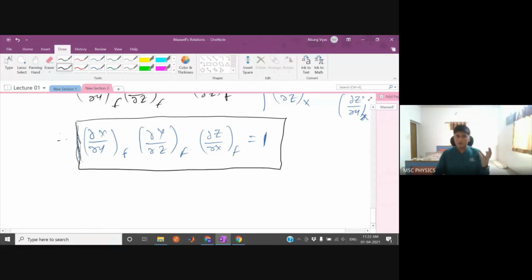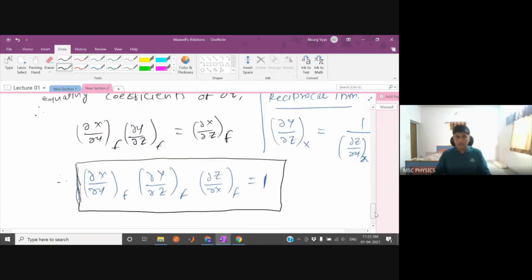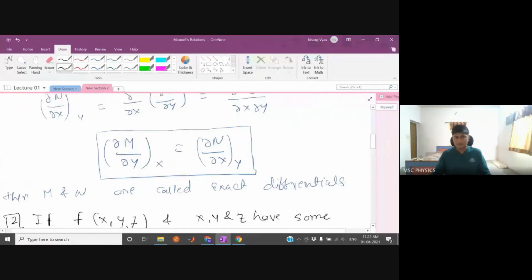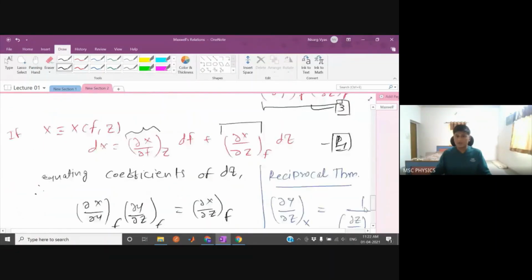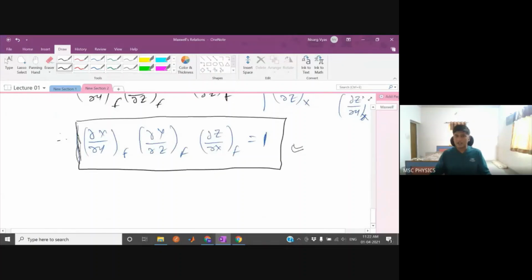So if you have the multiplication of two of these, you can write it as 1 upon this, or if you have only one of these, you can write it as 1 upon the multiplication of these two. So eventually this relation is going to be very helpful in solving problems. One other relation which is helpful in solving problems is this. This is a very helpful relation in solving problems.